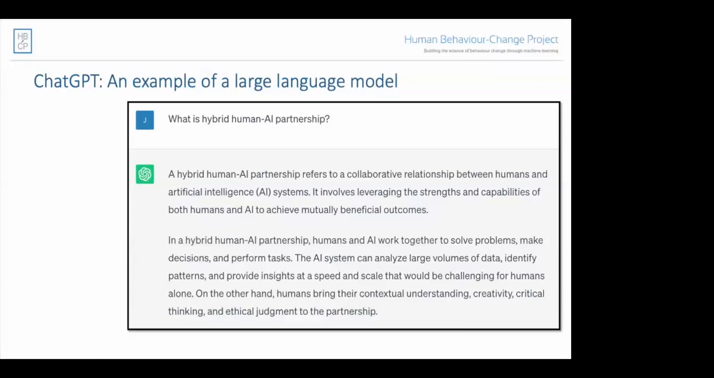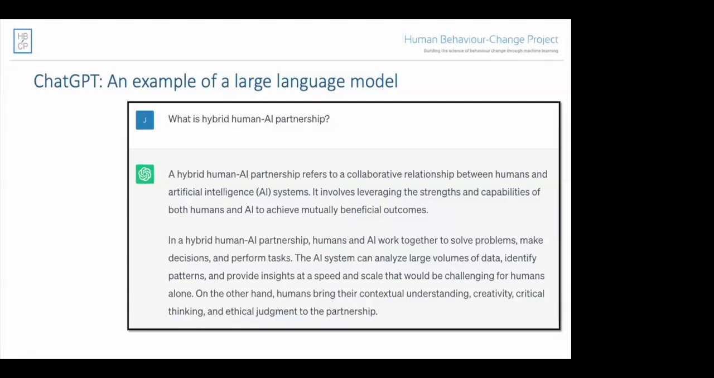So ChatGPT has been all over the news and media. I'm sure many of you listening have already been using it. And ChatGPT is an example of a large language model. It's a model which has been trained specifically to perform well in a dialogue context. So pretending to have a conversation, responding to questions, and following instructions which are formulated in what's called a prompt. So here you can see ChatGPT's response to the question, what is hybrid human-AI partnership?